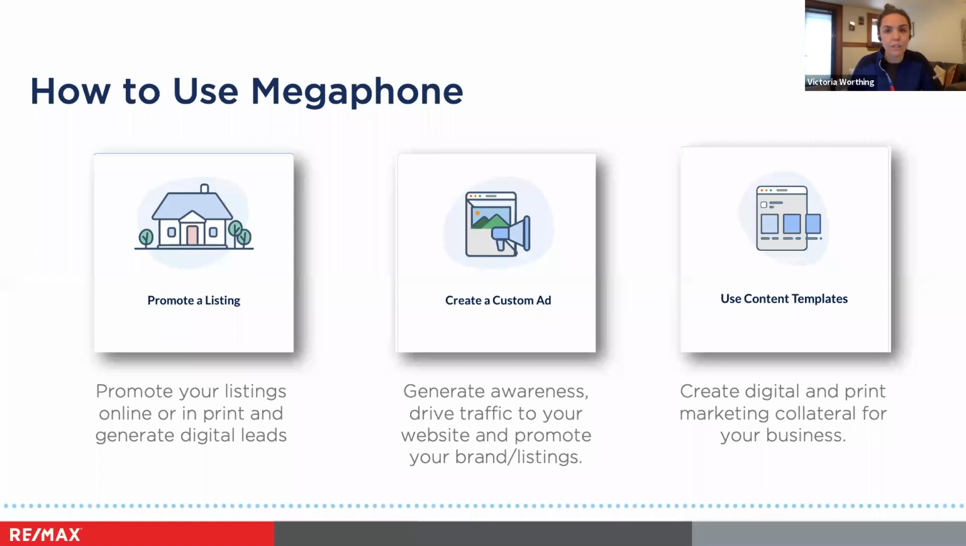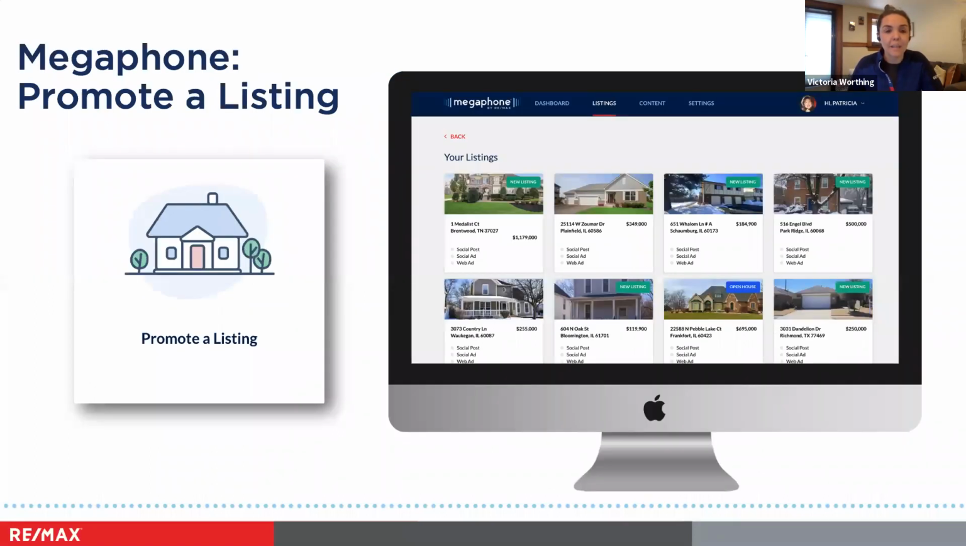So let's start with this first case, promoting a listing. As I mentioned, when you promote a listing, your listings are going to be pulled into this listings tab inside of Megaphone. These are pulled over automatically, and all of your marketing options will live inside of this listing space. So you'll see a list of all of your listings. You can click into any individual listing to see the different options that are available, and that will include social, web, as well as print assets.